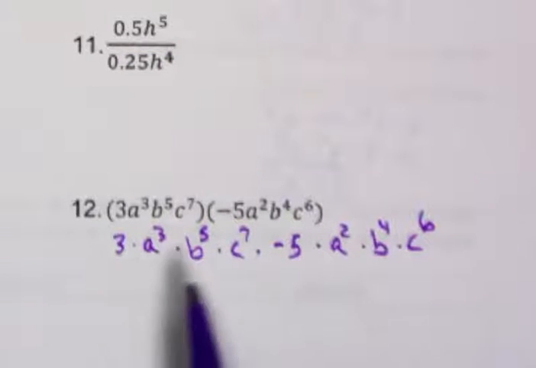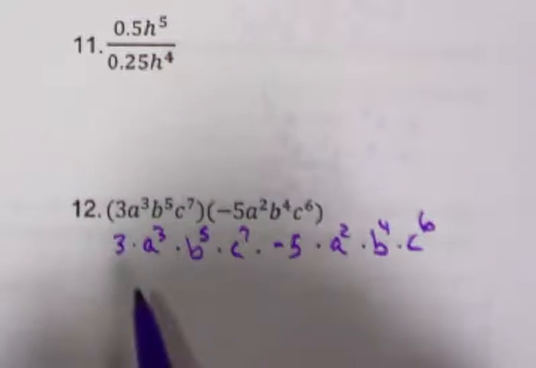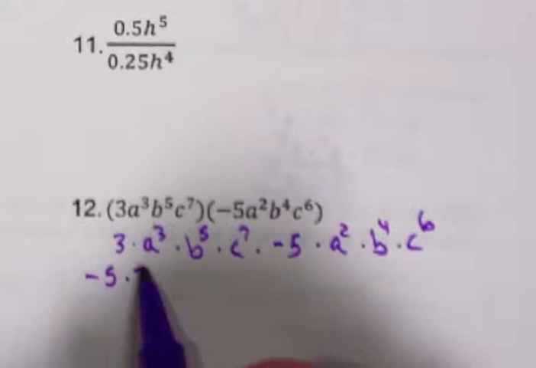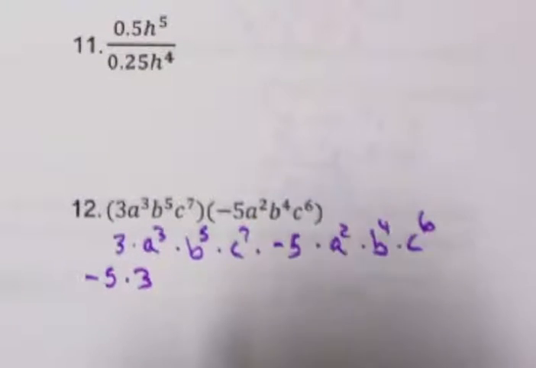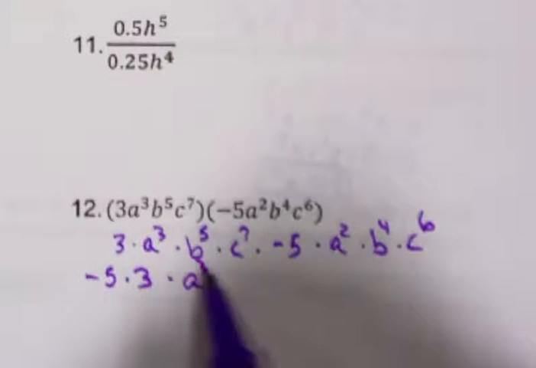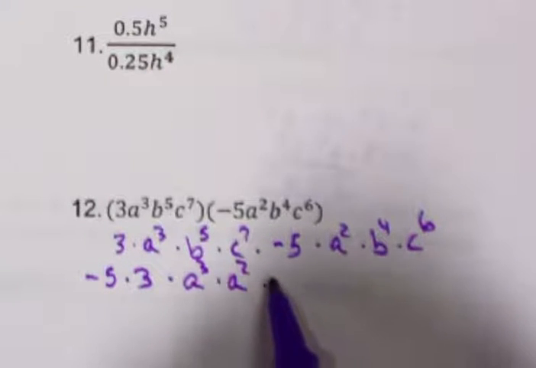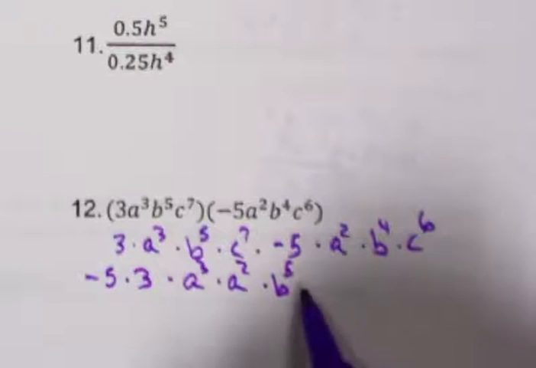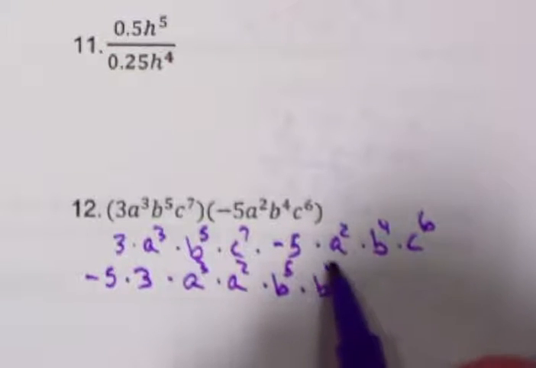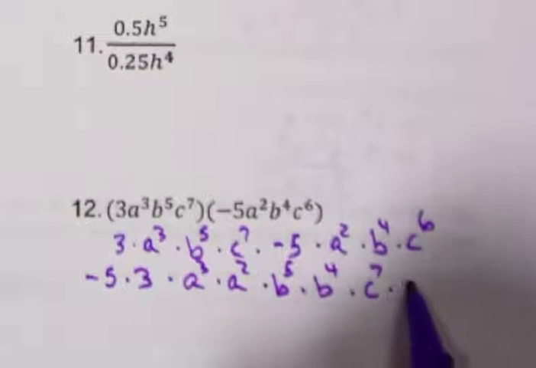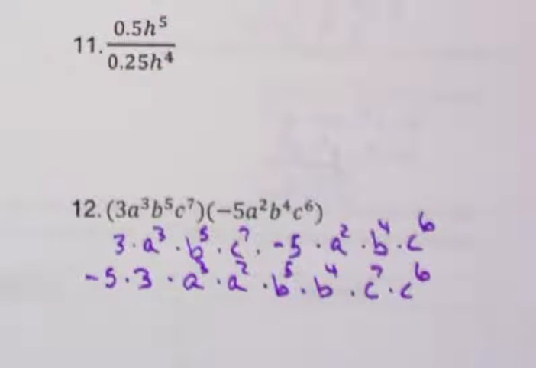Notice that the only operation we see is multiplication. Order doesn't matter when we multiply, so I'm going to switch things around so that the common things are next to each other. So I'm going to do negative 5 times 3, since those are the coefficients, times a to the 3rd, and I'm going to move this a next to it so it's times a to the 2nd, times b to the 5th, I'm going to move the b to the 4th, times c to the 7th, times c to the 6th. Now I'm just going to apply my rules.